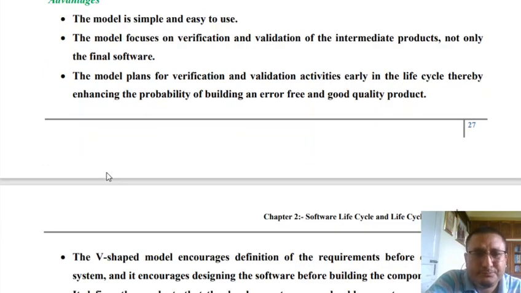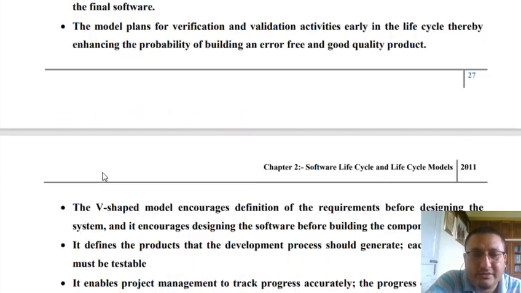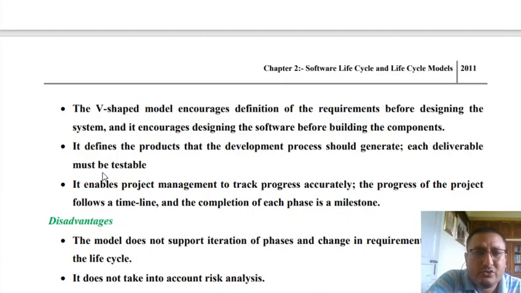Now, here, as verification and validation is carried out early in the life cycle phases, the probability of generating a good quality product increases. The next advantage of a V-shaped model is that it always encourages definition of the requirement before the design phase, right? So if the requirements are properly defined before the design phase, then it may end up creating a very desirable system.